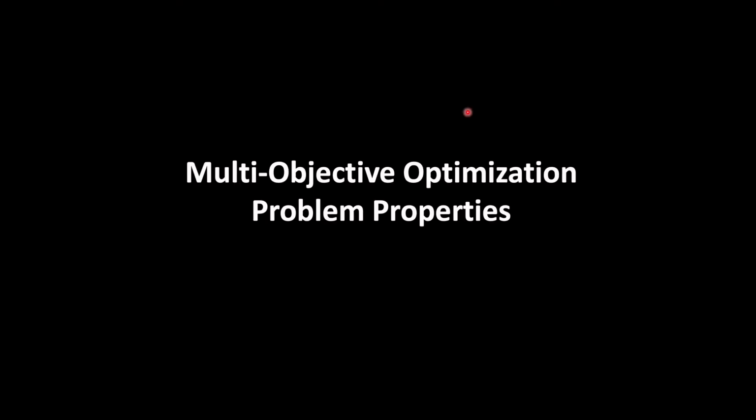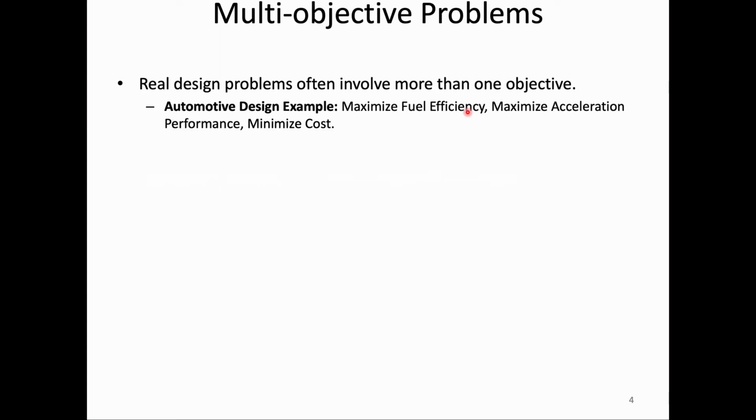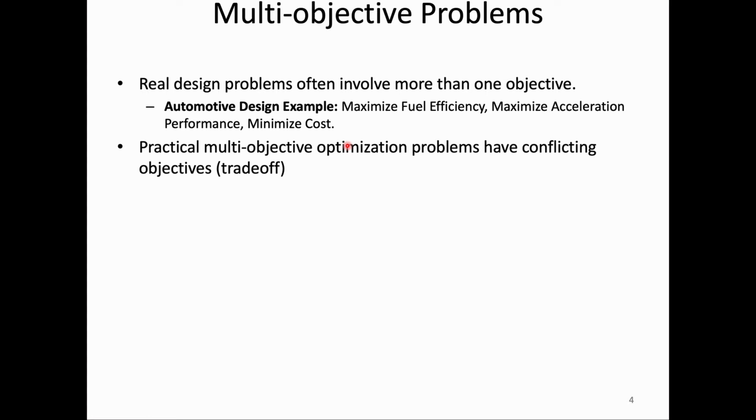Multi-objective optimization problem properties. Real design problems often involve more than one objective, or more than one metric we want to minimize or maximize. For example, if we're designing a car, we'd like to maximize fuel efficiency and acceleration performance, but do all of that while minimizing cost. Practical multi-objective optimization problems have conflicting objectives. There's a trade-off between these objectives.